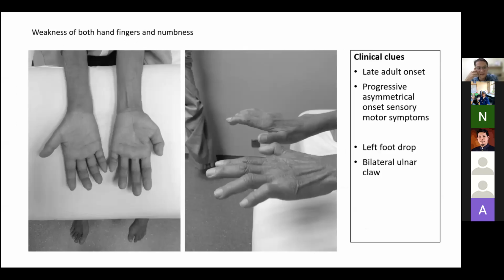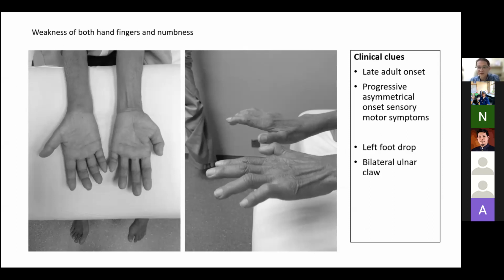This is her hand. She has weakness of both hands and fingers, and she has numbness. You can see that her thenar muscle is wasted on both sides, and she has bilateral claw hand, with all the intrinsic muscles of the hand affected. Distal muscle involvement, muscle atrophy, claw hands, foot drop. This is peripheral neuropathy, in contrast to a muscle presentation where the manifestation is more proximal.